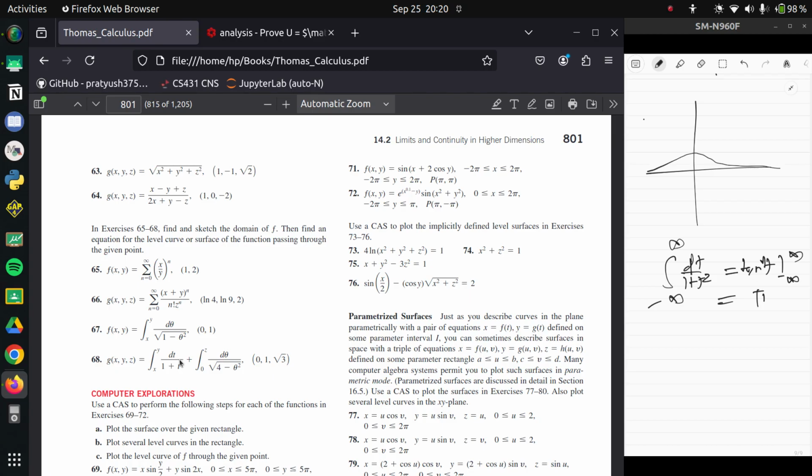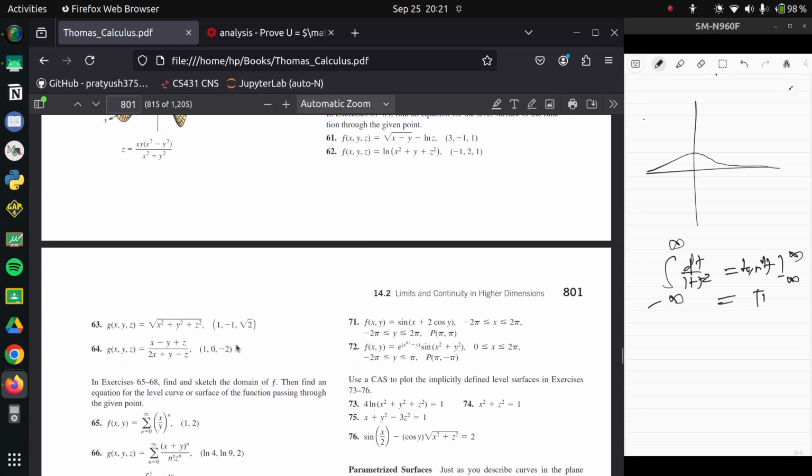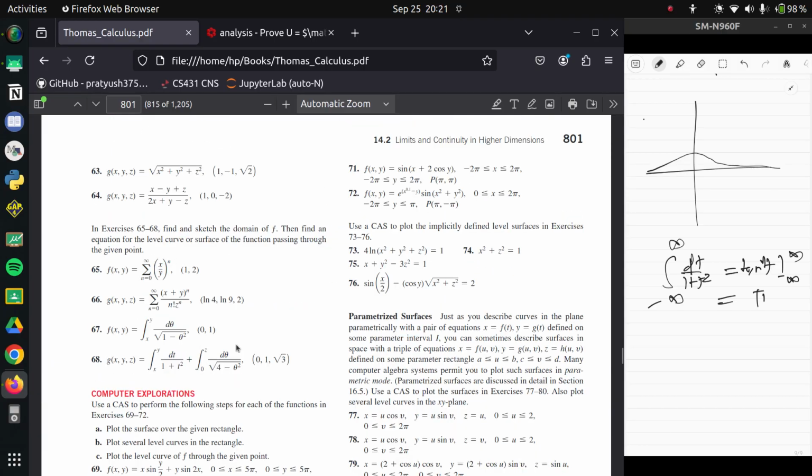Yes, that's just how it is. Okay, next is... and this stuff is also well known, just that 1 upon a sine inverse of x by a stuff. Okay, next we have 69, I think.